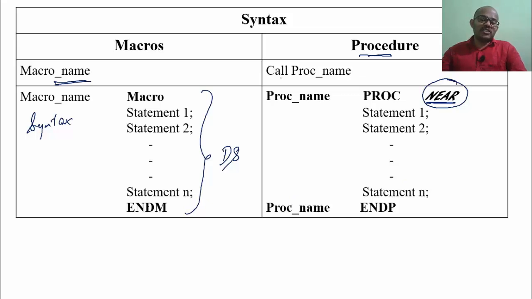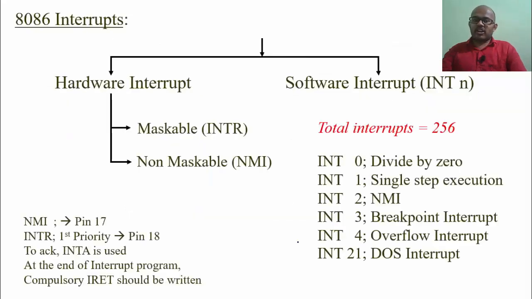Then to terminate the procedure, write the procedure name followed by ENDP. This is an assembler directive. So this is very, very important. Again, I am reminding you, the difference between procedures and macros is very, very important.